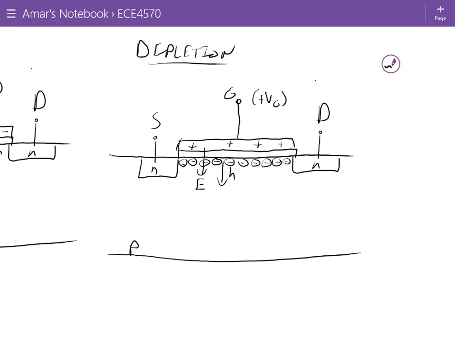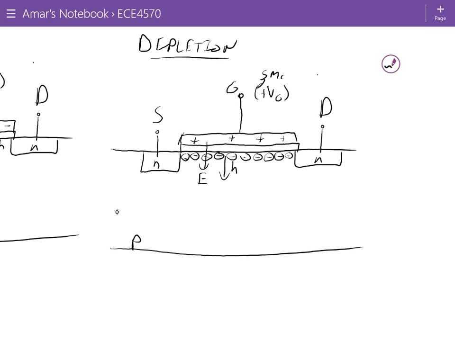The only way to make it an n-type material is to bring in the electrons from the substrate, bring in those minority electrons. So at this point, this is what happens when you apply a small gate voltage, not enough to invert the channel. When the holes leave, they leave behind a depletion region. But this is not an n-type material. It's a depletion region.